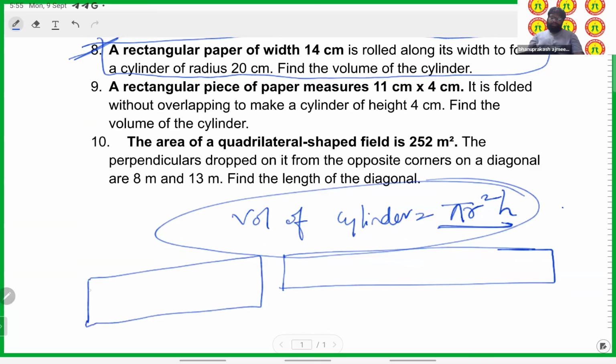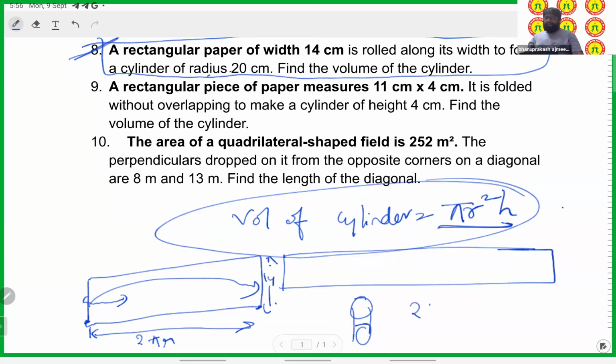So we also discussed the volume of the cylinder. If I roll this paper, it will become a cylinder. Right? So if you see here, a cylinder of radius 20 centimeters. Once I roll this, I am moving from this point to this point. If I attach this point to this point, ultimately it will become a cylinder, right? So this will be 2 pi r. And this is what? Width is 14.